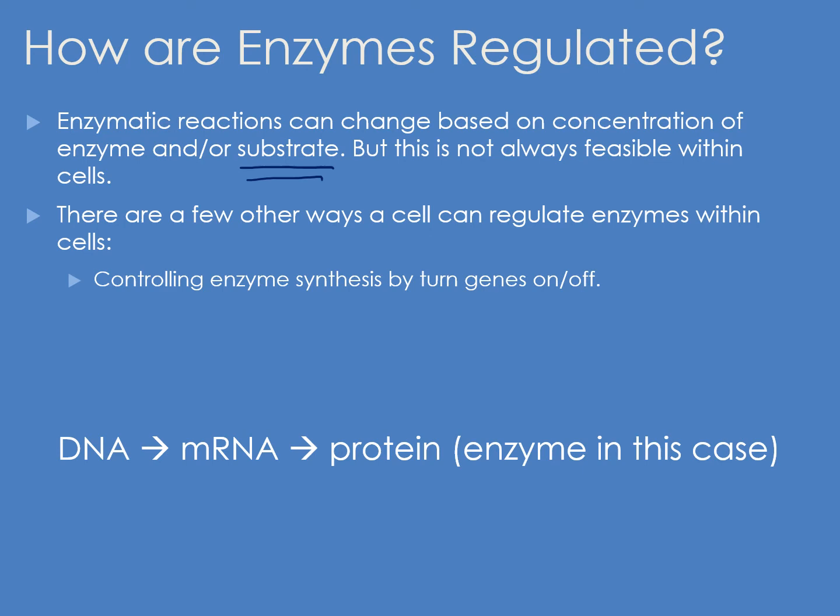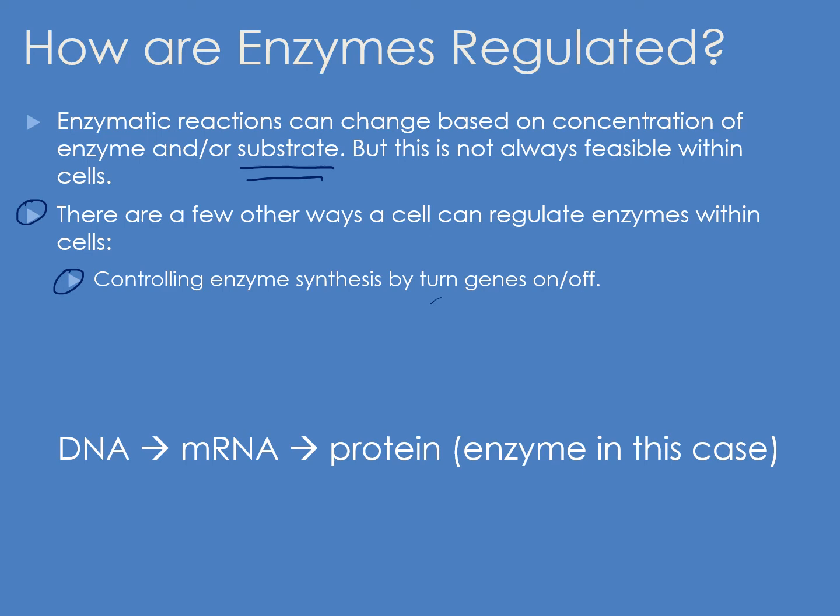Okay, so the problem with this is that cells can't always just add more substrate because they may not have any. It may be that that substrate is oxygen and the organism's already breathing as hard as it can. It also may be that they cannot produce enzymes that rapidly. Triangle number 2, there are a few other ways a cell can regulate enzymes within themselves. Triangle number 1, controlling enzyme synthesis by turning genes on or off.